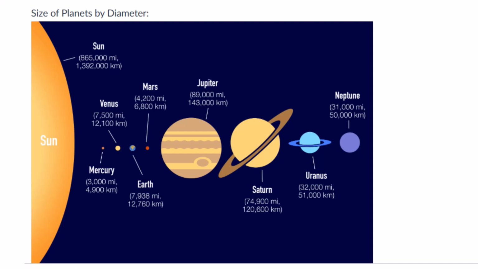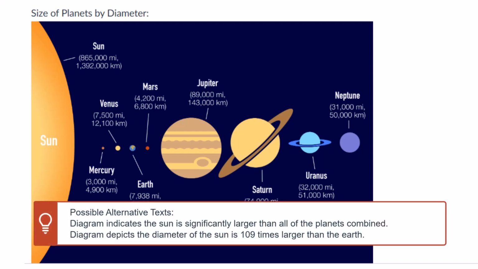For this image, a simple alt text could read comparative size of the planets. But while that is what the graphic shows, it does not exactly support the meaning, and it's redundant given that the heading already says size of planets by diameter. There is an opportunity here to provide guidance as to the purpose of the graphic to reinforce the content. Depending on the content the graphic is reinforcing, an appropriate alt tag could read, diagram indicates the sun is significantly larger than all of the planets combined.